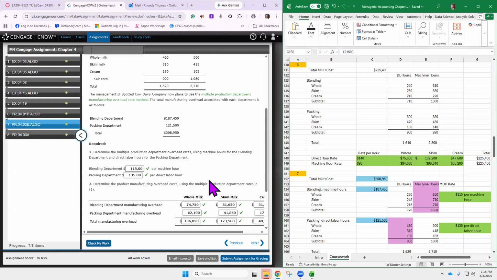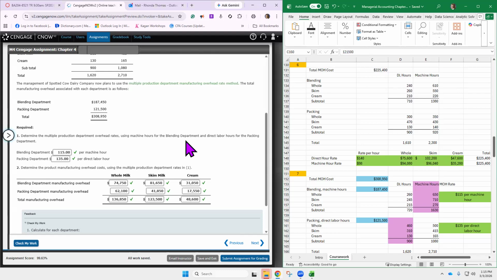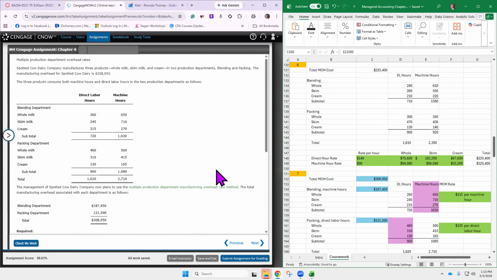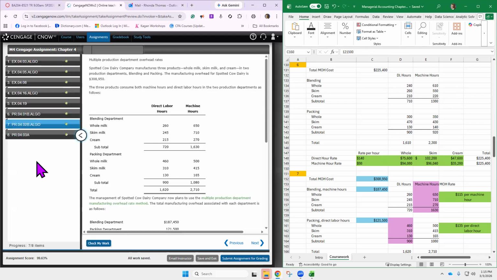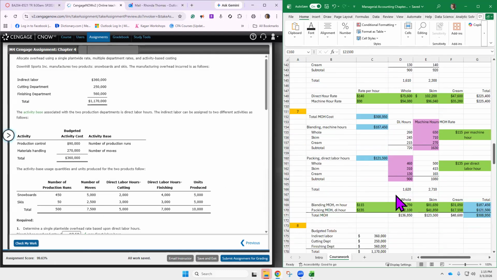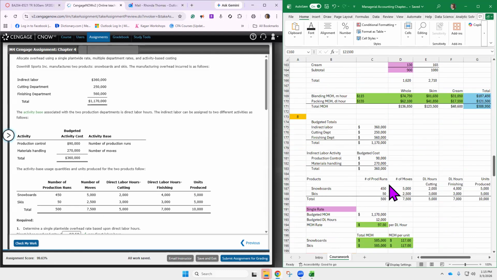Okay, let's go to the last one. And now we're going to go through the three methods again. And I want to see what I missed. I don't think I missed anything. Let's see. Okay, let's go here. Okay, here we go. First of all, this is going to use the single, plant-wide, the multiple, department, and the activity-based.